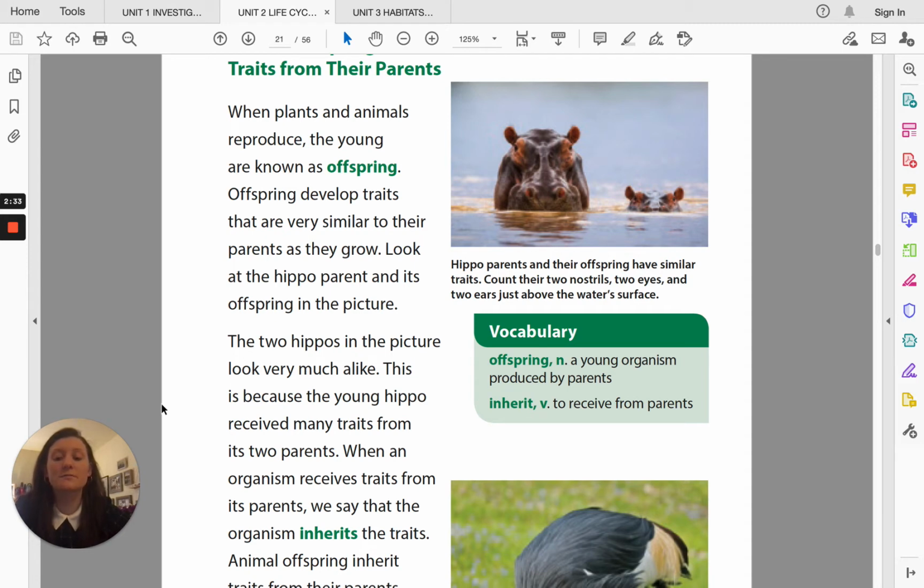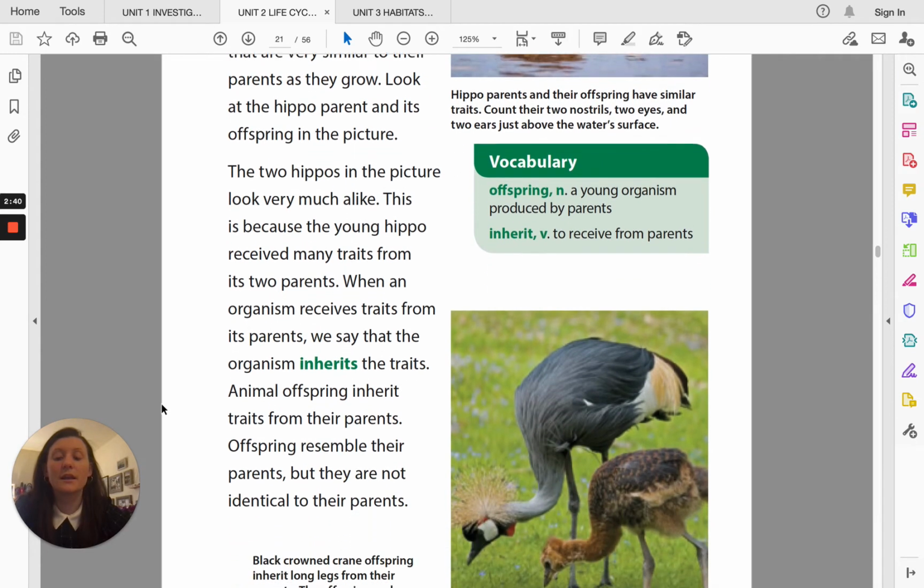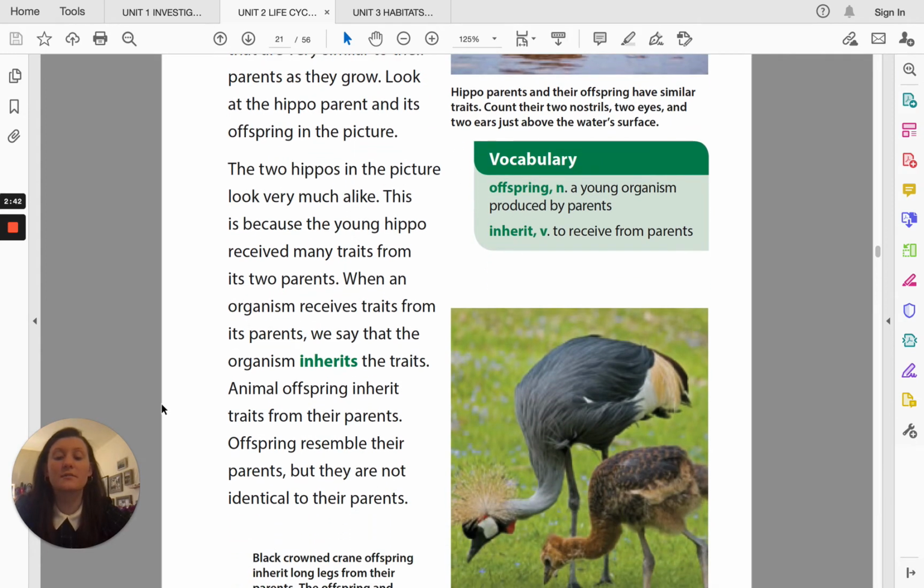When an organism receives traits from its parents, we say that the organism inherits the traits. Animal offspring inherit traits from their parents. Offspring resemble their parents, but they are not identical to their parents.